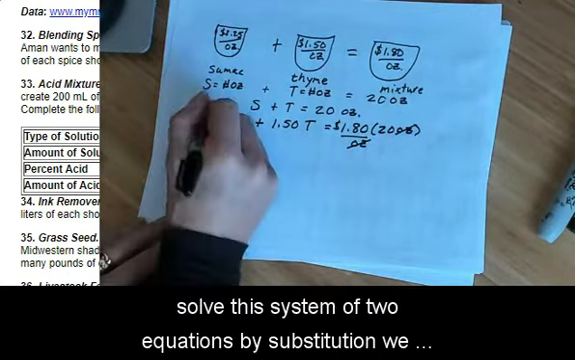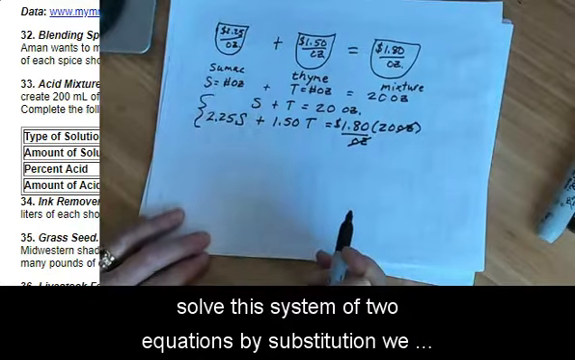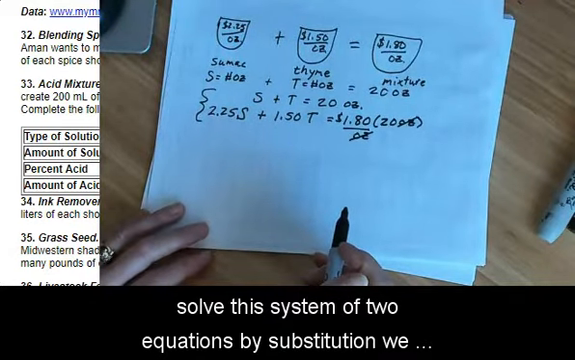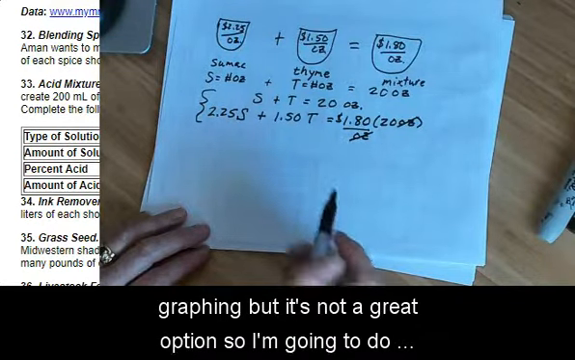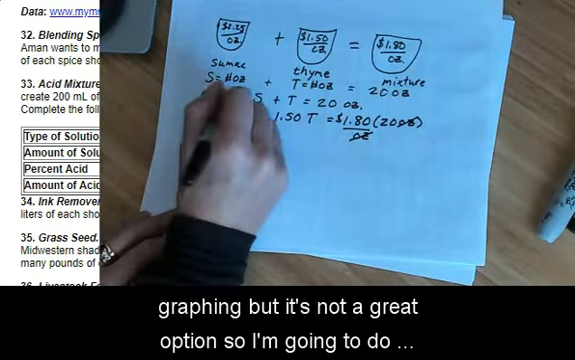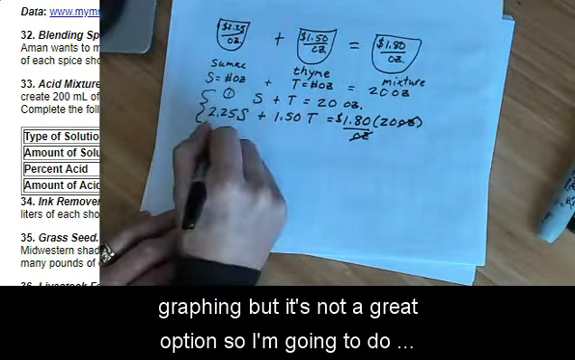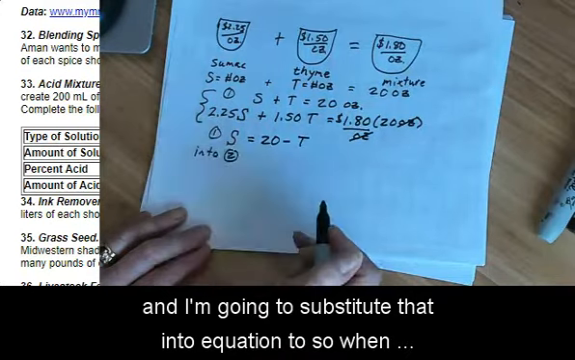We can solve this system of two equations by substitution. We could also use elimination. You could do graphing, but it's not a great option. So I'm going to do substitution with equation number 1. In equation number 1, I am going to be looking for S. So I'm going to solve for S by subtracting the T from both sides. So that gives me 20 minus T. And I'm going to substitute that into equation 2.